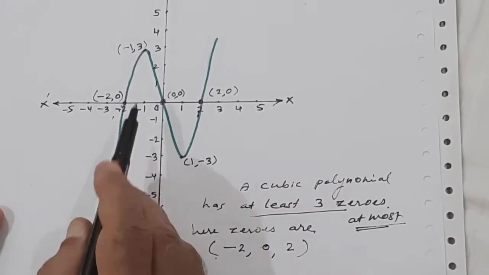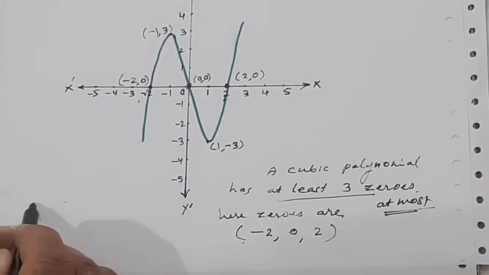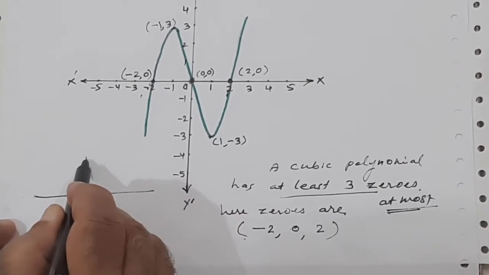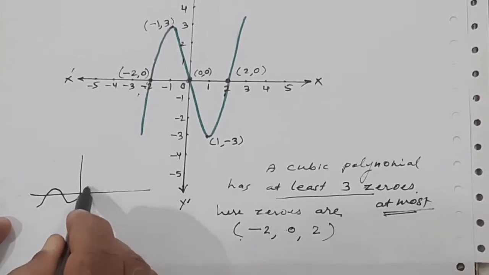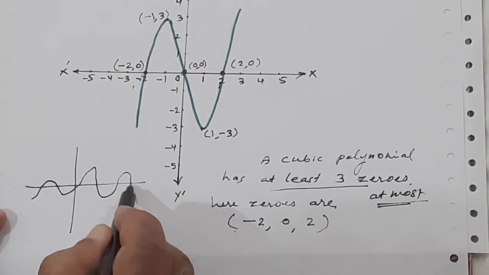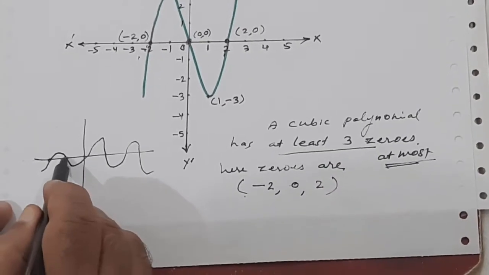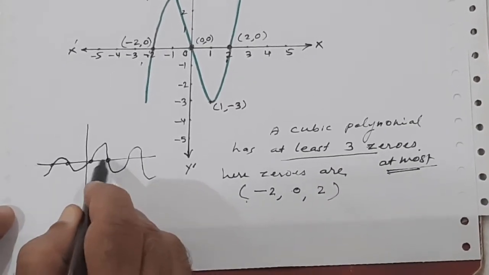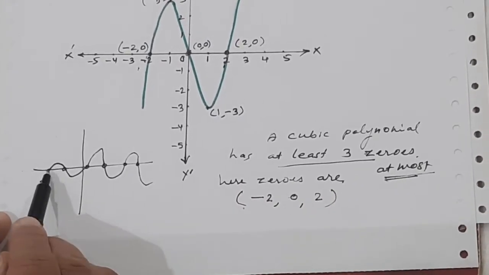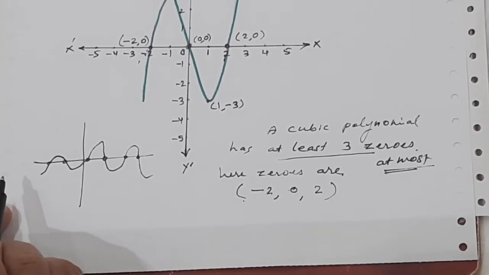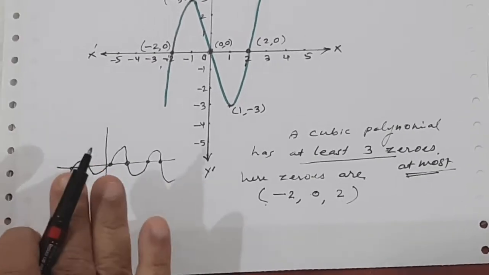Only you will be asked how many zeros there are. Suppose now this is one graph. See, the curve can be like this. Now, how many zeros are there? 1, 2, 3, 4, 5, 6. So 6 zeros are there. So it is intersecting at 6 points. Okay. So the degree will be 6 here. So there are 6 zeros.